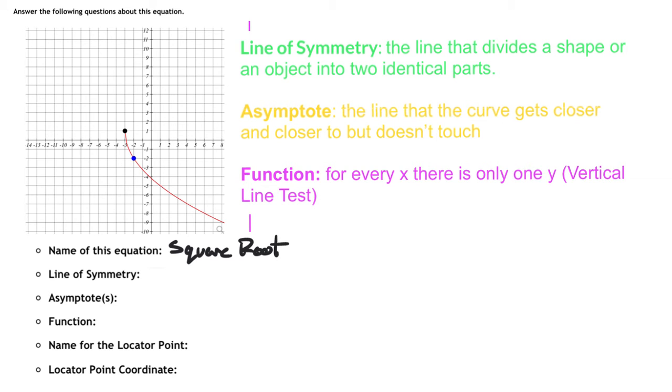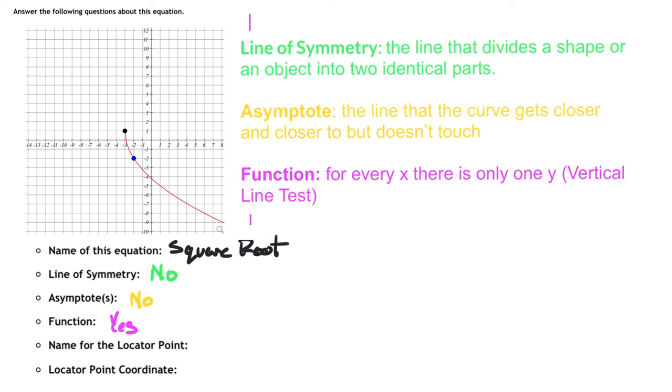And when you look at that, that helps us understand a lot of the other pieces of information. There is no line of symmetry here, and there are no asymptotes here that the line gets closer and closer to. But as I think about whether it's a function, we drag a vertical line through it, and it never touches the graph more than once. So that would be yes, it is a function.